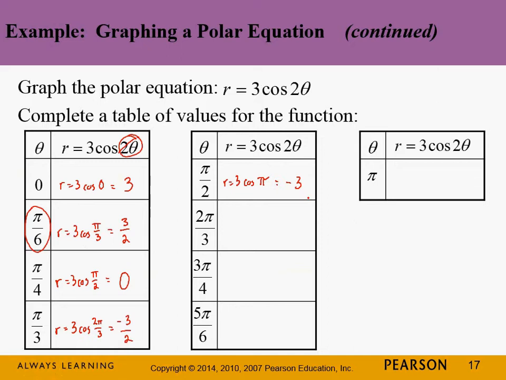Then we do r equals 3 cosine of 2 times 2 pi over 3, which is 4 pi over 3. So what's cosine of 4 pi over 3? Still negative 1 half times 3. We do 3 pi over 4, we get r equals 3 cosine of 6 pi over 4, which is 3 pi over 2. What's cosine of 3 pi over 2? Zero. 0 times 3.